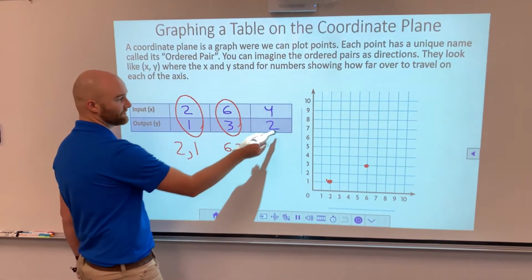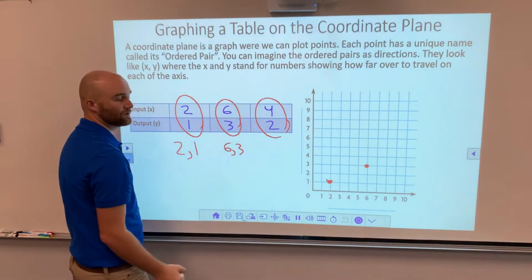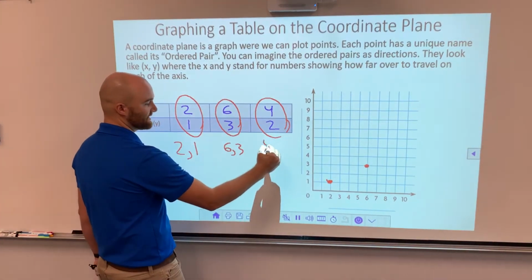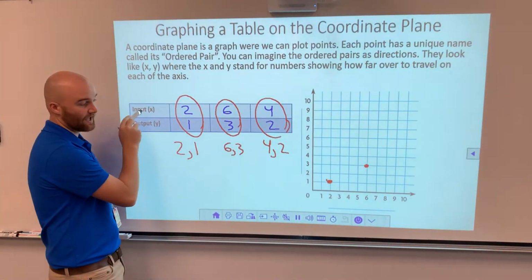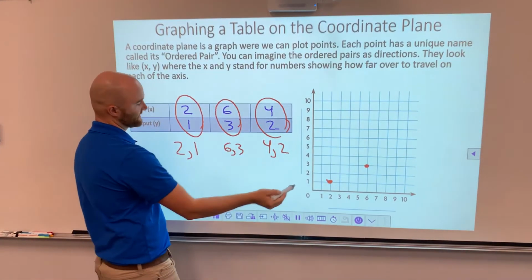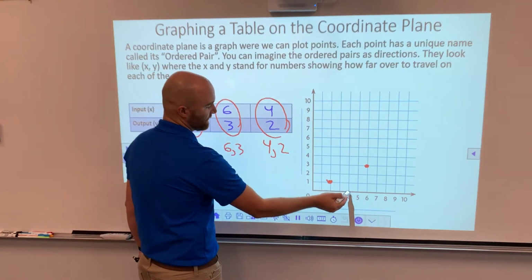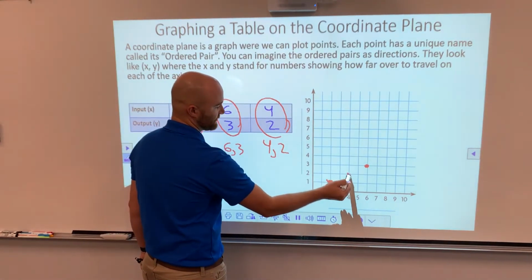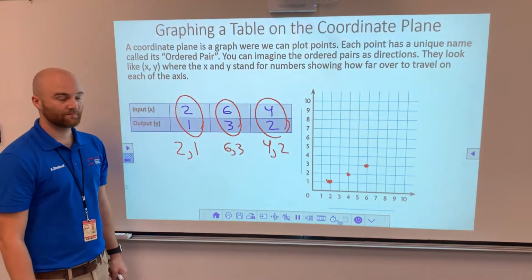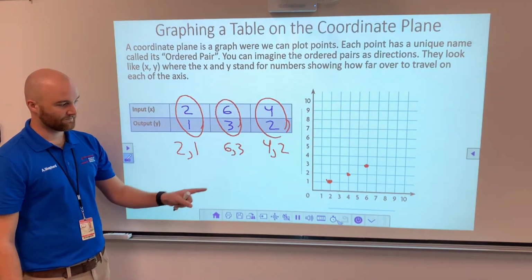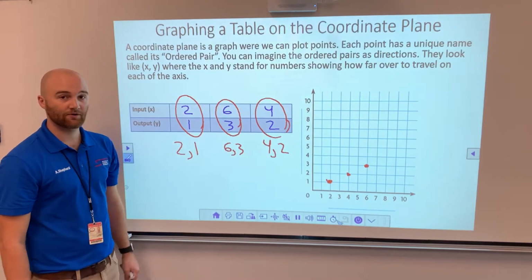Then let's try it with the next one. 4, 2. All I do is say this is the same thing as 4, 2: my input and then my output. I start at the origin, I come over 4, and I go up 2. Does anybody notice something that's happening there? Pause the video and see if you can figure out something interesting that's happening on our graph.